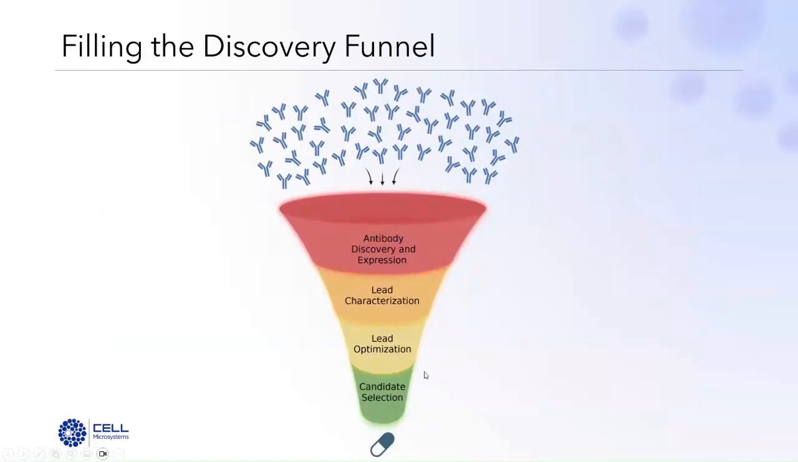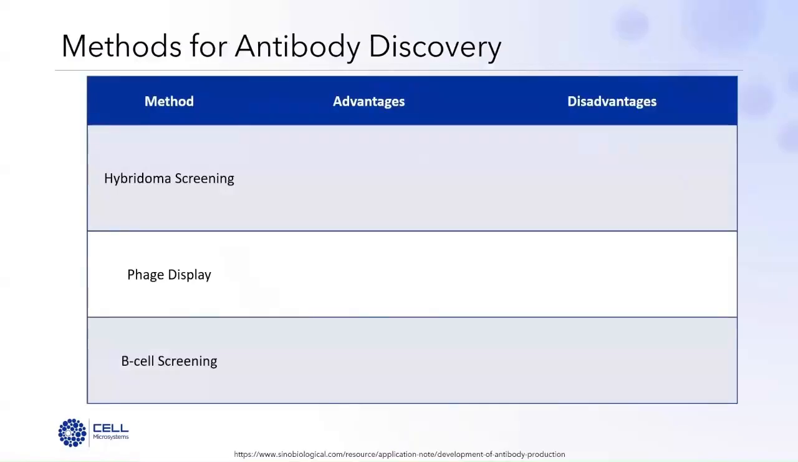You then have to characterize those antibodies, optimize them, and then do candidate selection prior to going into preclinical testing. So it's very important at the top of this funnel that it's filled with lots and lots of candidates that can survive the attrition process that it takes to get through this very long pipeline. The fuller the funnel and the better the hits, the more likely it's going to be that you'll have an actual candidate at the end of this process. So how do we fill an antibody funnel?